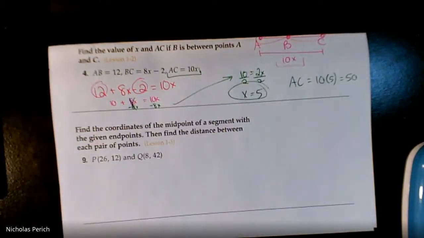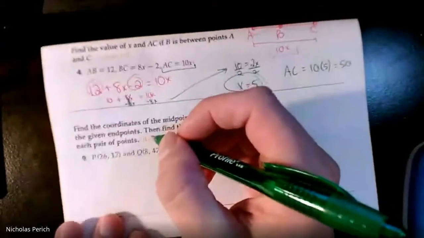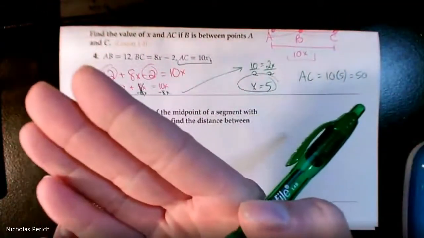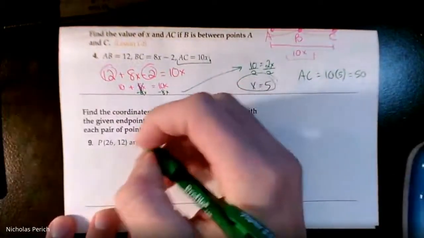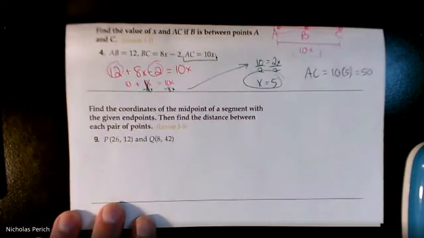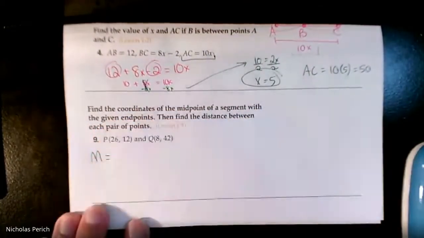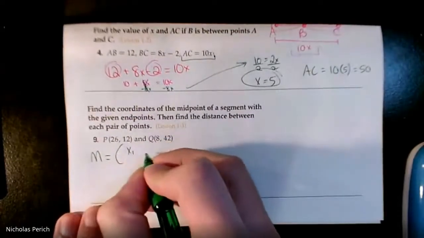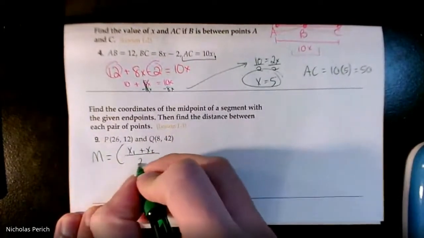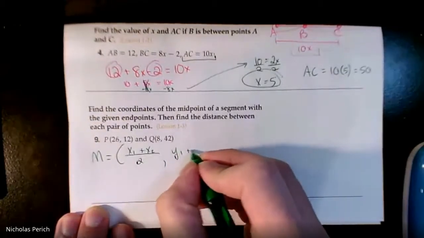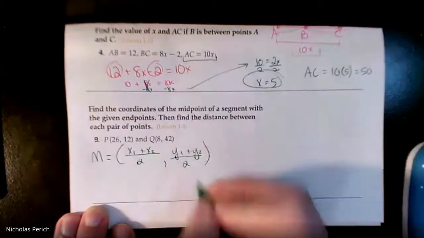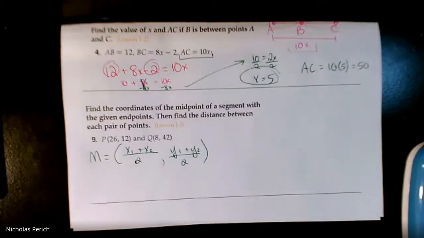Find the coordinates of the midpoint of a segment with the given endpoints. Then find the distance between each pair of points. It's not frozen anymore. I let it go. Let's do the midpoint formula first. M equals the average of the x values and the average of the y values, each the sum divided by 2. On a scale from 1 to 10, the midpoint formula is like a B.